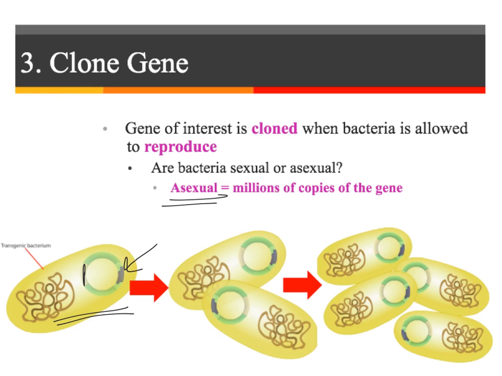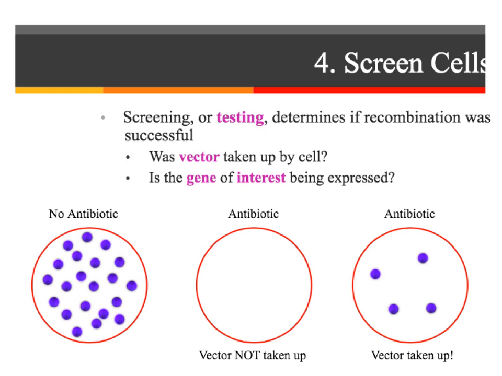But cloning just means that it reproduces. You get 2, you get 4, you get millions and millions of copies of your gene of interest. Now, this last step, we call it the last step, but it's done during the reproduction cloning stage as well. You basically also add not only your gene of interest to the plasmid, but you also add a resistance to an antibiotic.